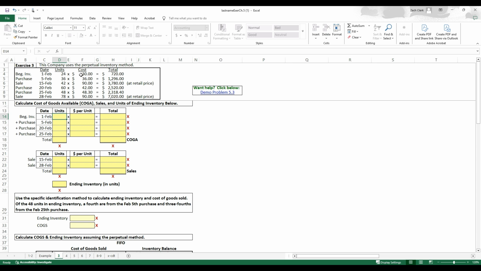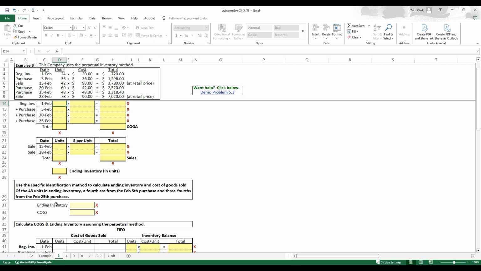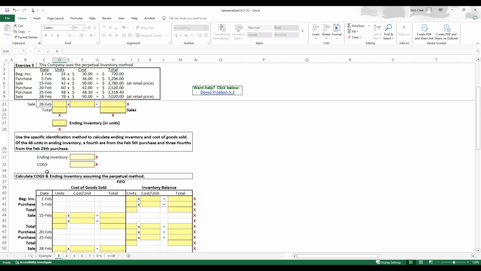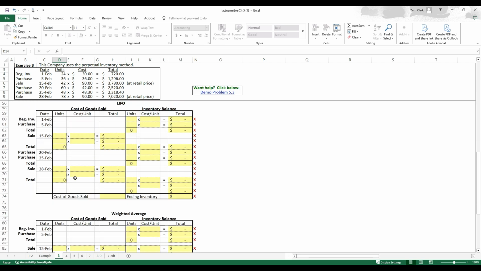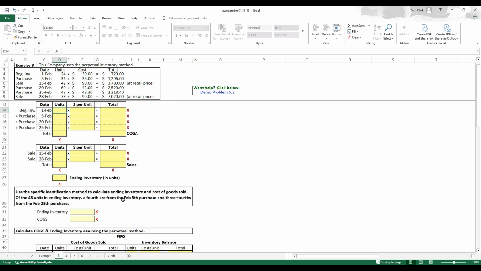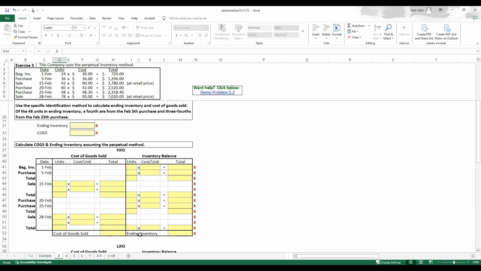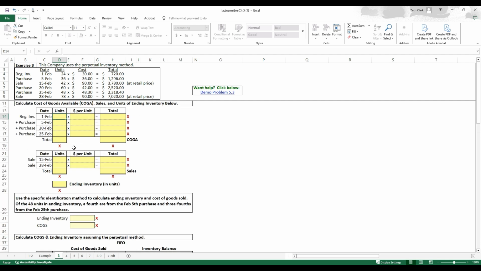We've got a bunch of transactions up here: beginning inventory, purchases, sales, etc. We're going to need to calculate our cost of goods available for sale, our sales revenue, our units of ending inventory, etc. Then we use the different methods, specific identification, FIFO, LIFO, and weighted average, down here to calculate cost of goods sold and the ending inventory value.